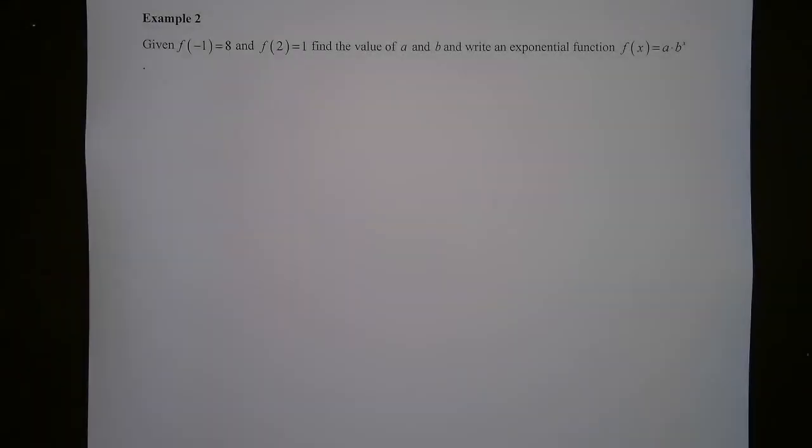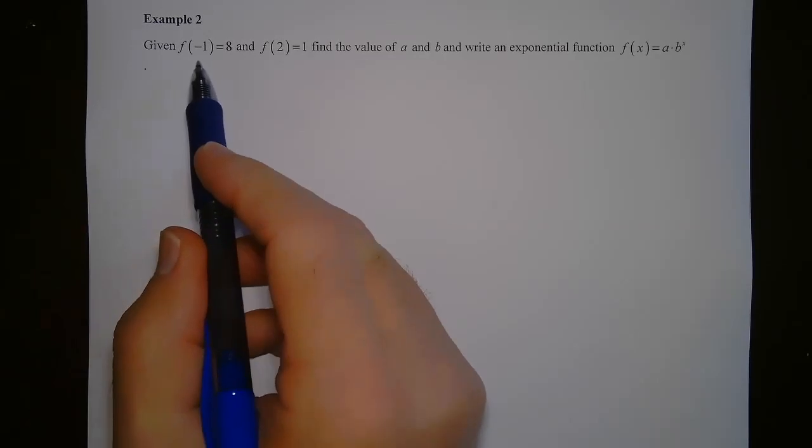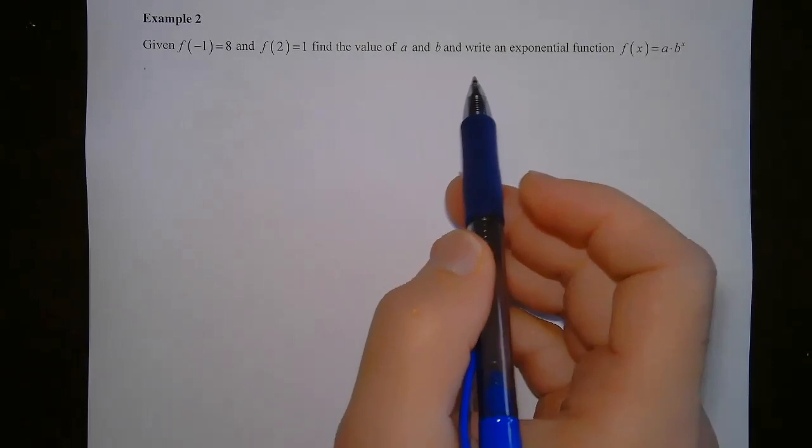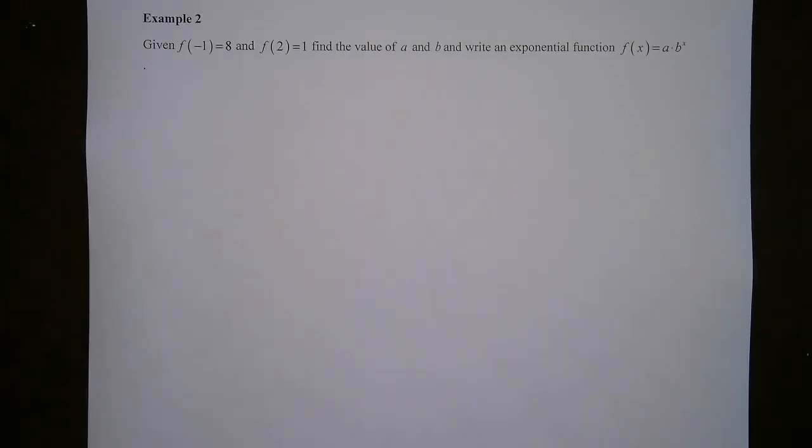For this next problem, example 2, given f of -1 is 8 and f of 2 is 1, find the values of a and b. So this one's going to be a little bit more work.